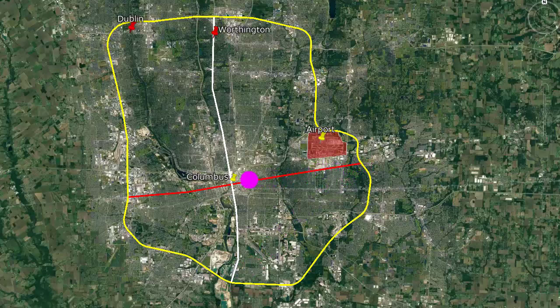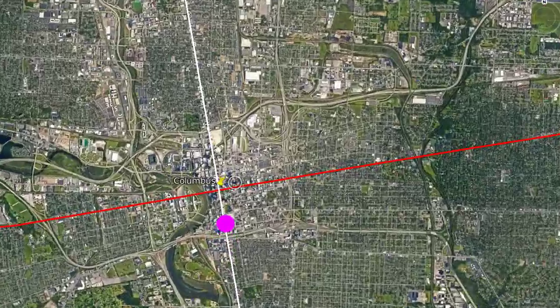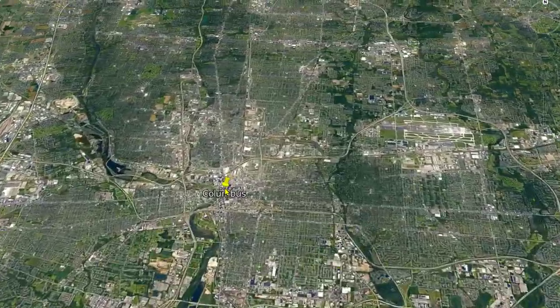This red line from east to west is called Broad Street. This distance is about 14 miles, 23 kilometers. These are the two main streets in Columbus, and the intersection between them is downtown Columbus. Let's have a look. This is the Columbus downtown.